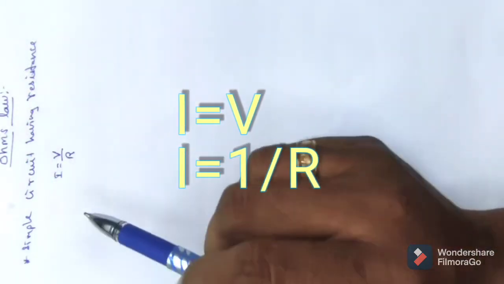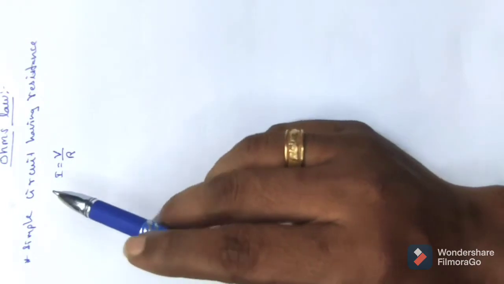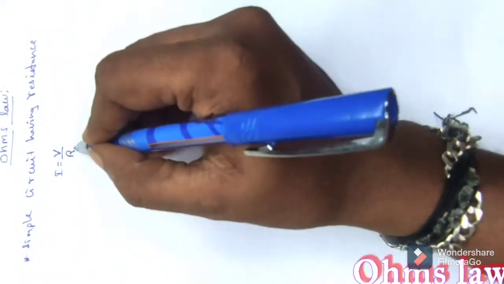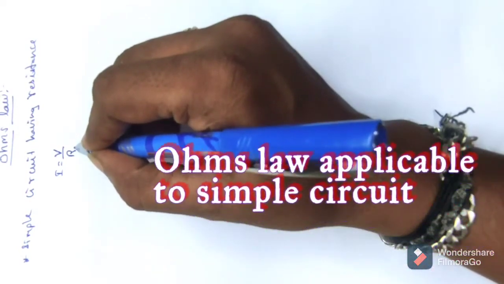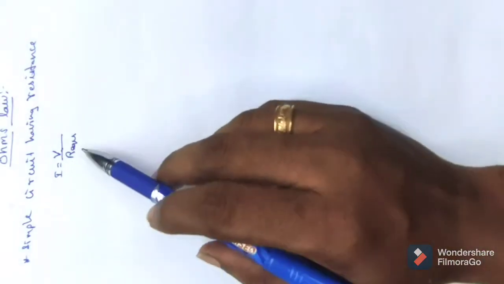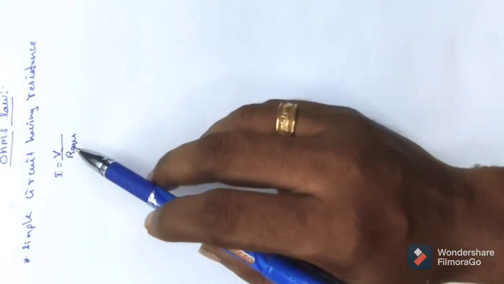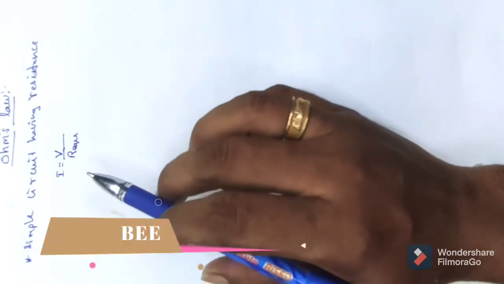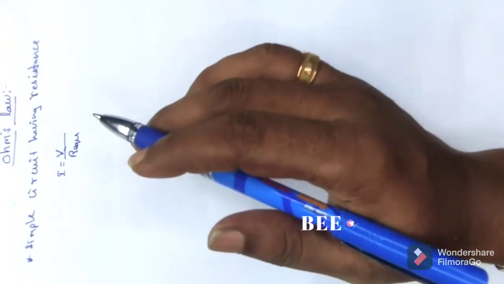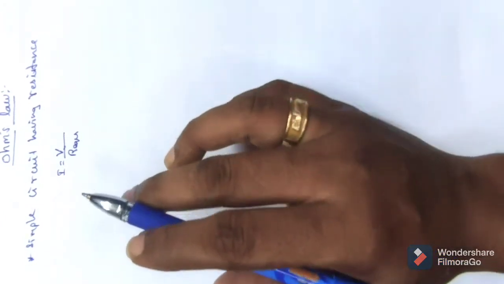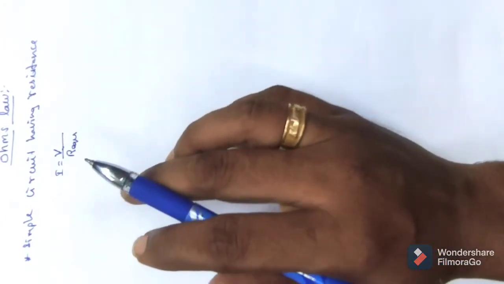So for a simple circuit, this Ohm's law is directly applicable. But when you have a large circuit, instead of writing R, we need to introduce R equivalent. To determine this R equivalent, we must know the network reduction technique. So directly we can't apply Ohm's law to a complex circuit. A larger circuit will have n number of resistances, so we need to use the network reduction technique.